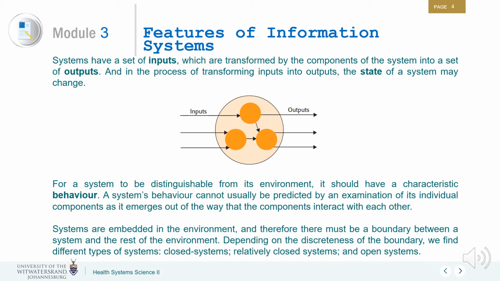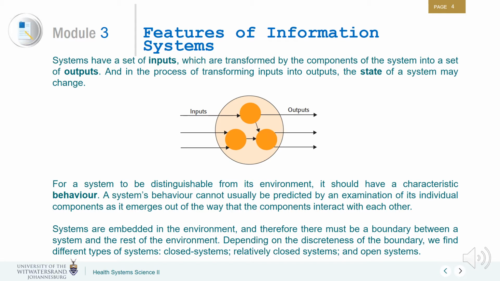So there are a number of features within health information systems, or within information systems more generally. Systems have a set of inputs which are transformed by the components of the system into a set of outputs. And in the process of transforming those inputs into outputs, we see that there is often a state of change within the system.